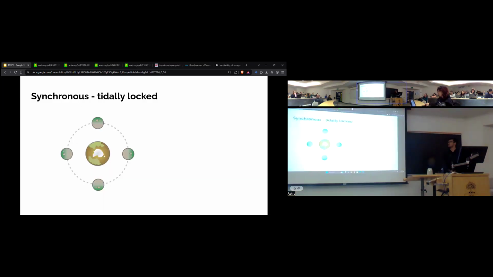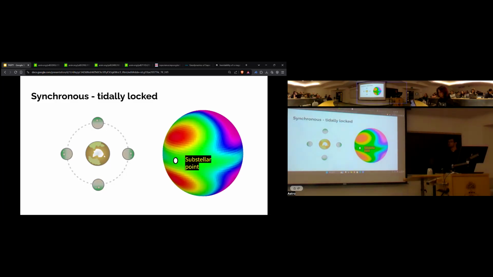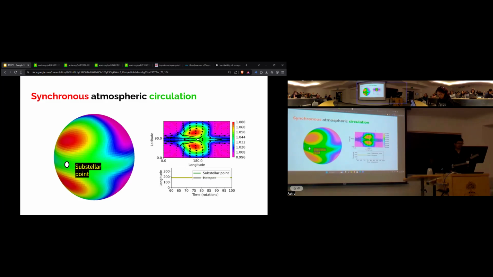Synchronous planets: a lot of us already know what tidally locked means. The moon is tidally locked to the Earth, which means the same side of the moon faces the planet at all times. You could have synchronous planets, which would have the same side of the planet facing the star at all times, and this is kind of the substellar point. It has the day side and the night side, and winds going from the day side to the night side. This is the circulation pattern.